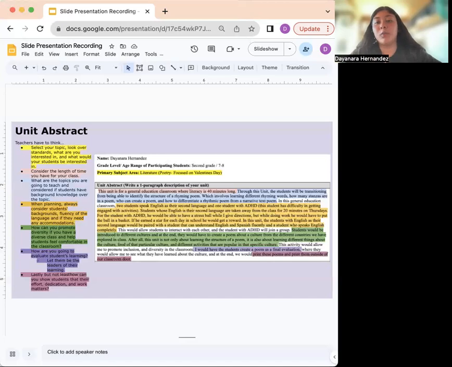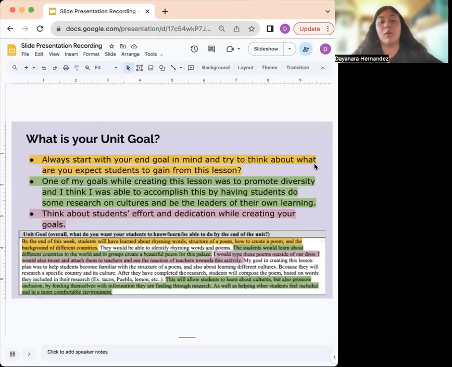After students have created their poems, they will share them with the class. Then we will hang all the poems outside of the door where everyone who passes by can see them. Then, going over to: what is your unit goal?